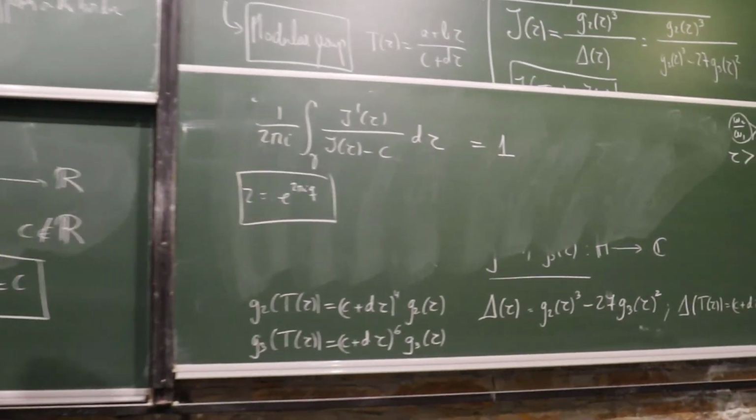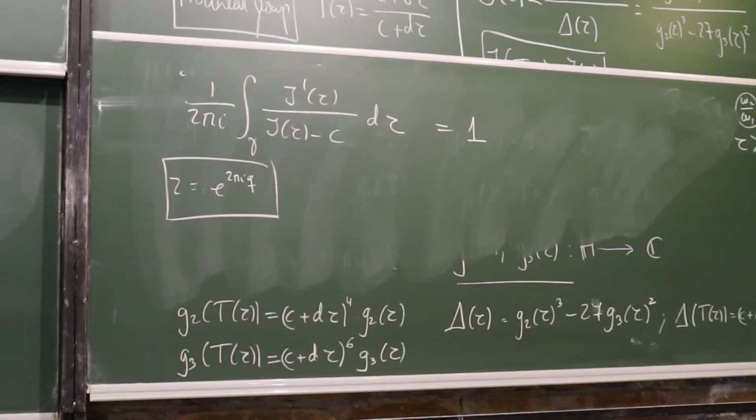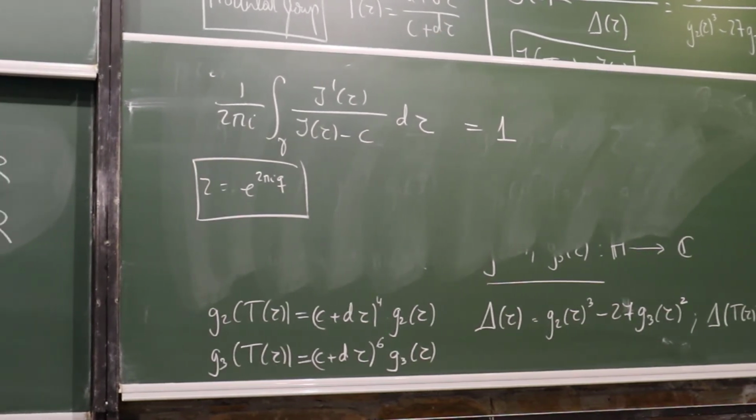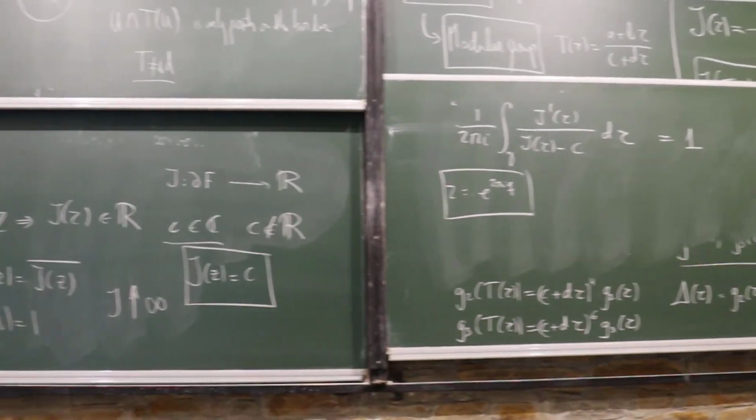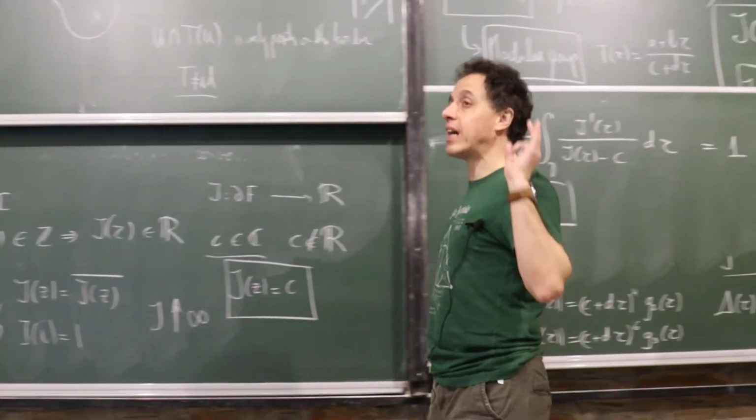This is not so easy. There are many computations to be done. But anyway, you arrive at this result. This integral is always equal to 1. So J takes every complex value exactly once.